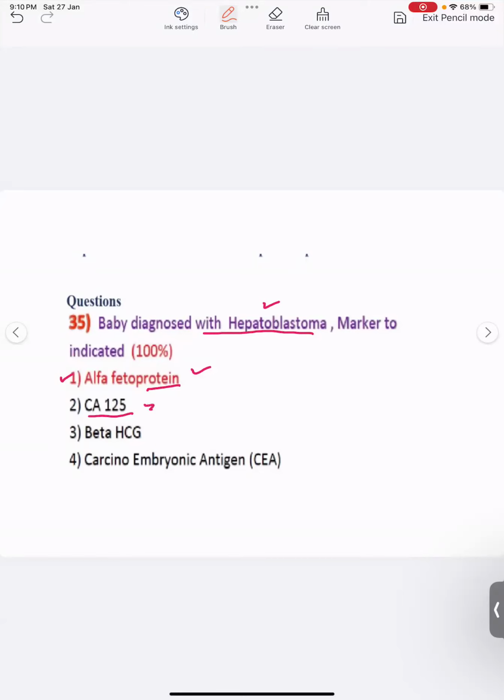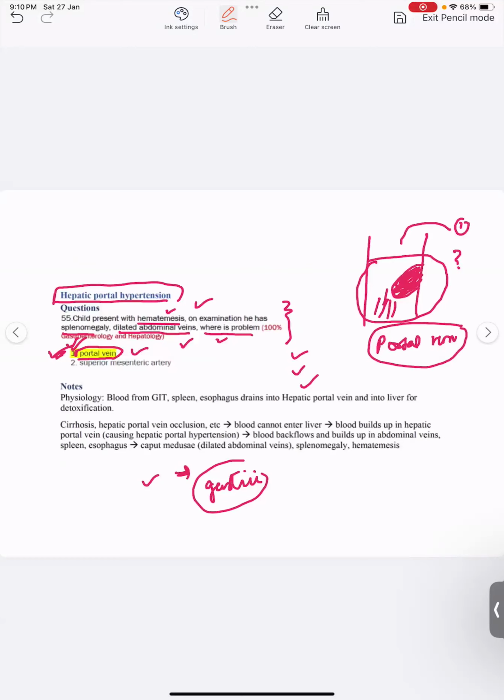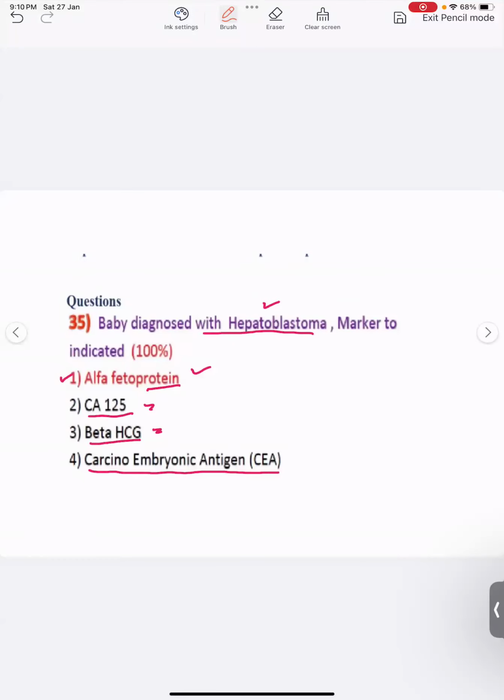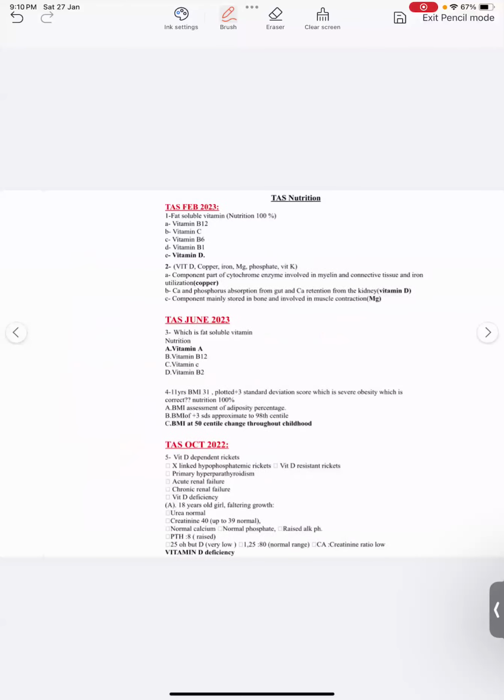CA125, that is for the ovarian cancer. Beta HCG for many embryonal carcinomas. Carcinoembryonic antigen, that may be for your craniopharyngiomas even. Okay, so for your hepatoblastoma, the tumor marker is alpha fetoprotein, right? Okay, moving towards the next question.